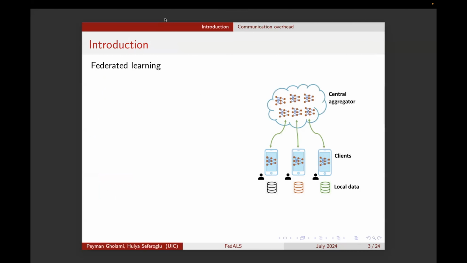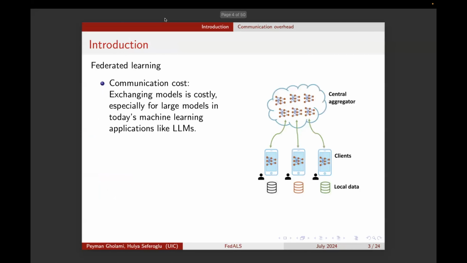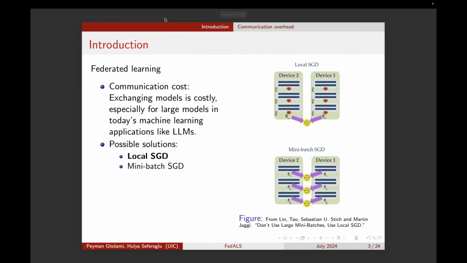We all know that in federated learning, communication is the major bottleneck, and this is even more severe with large language models. There are actually two solutions for this. One is doing local SGD, and the other is doing mini batch SGD. Now, because in local SGD we are moving toward the optimum while computing the gradients, it is more effective, and practical studies have also shown that local SGD is a better choice.